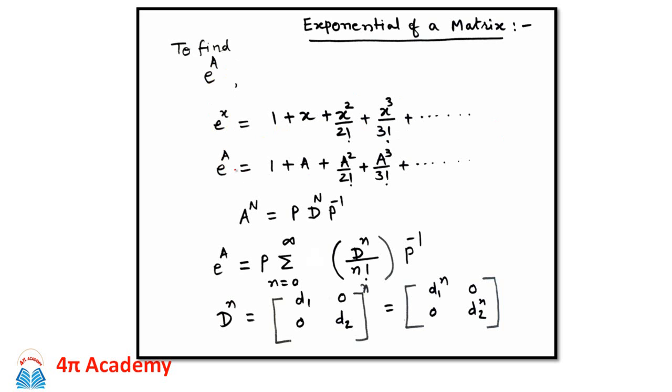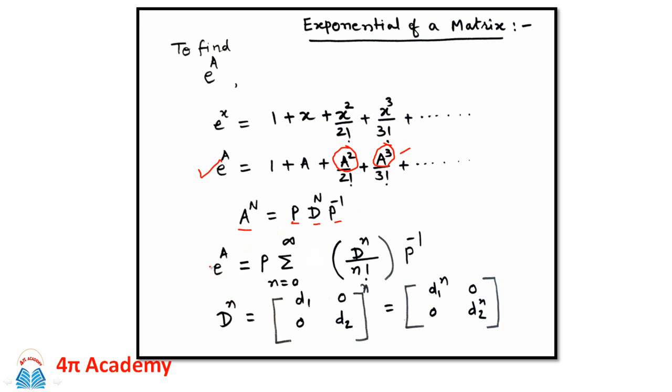So this e raised to power A can be expanded as 1 plus A square by 2 factorial plus A cube by 3 factorial and so on. So here, in order to know the exponential of A, we are going to need the terms of A square, A cube and so on. So here we are going to need the powers of the matrix, and you know how to find the power of a matrix, that A raised to power n will be equal to P into D raised to power n into P inverse, where this P is the modal matrix, D is the diagonal matrix, and P inverse is the inverse of the modal matrix.